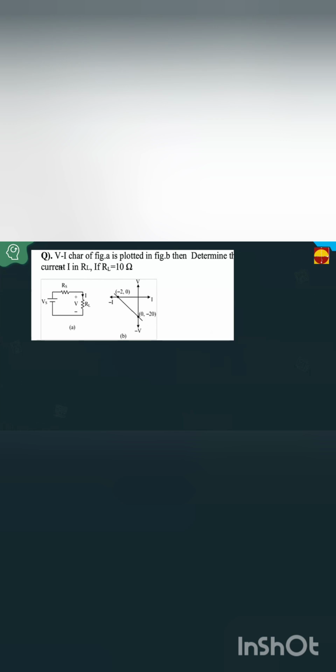Come on, students. This axis you see is the current axis. This is minus 2 comma 0. Next, what is the voltage? 0 comma minus 20. Corresponding to this Vs, this is the current axis, Is.